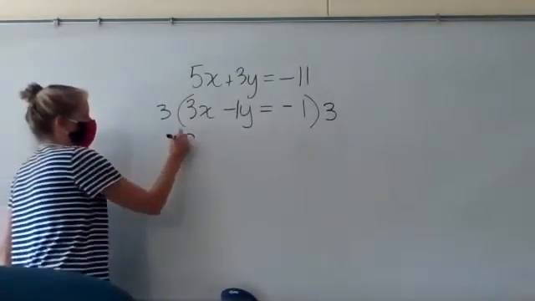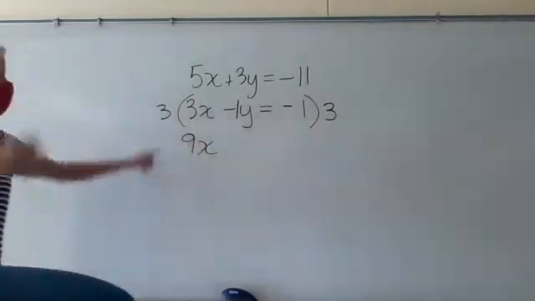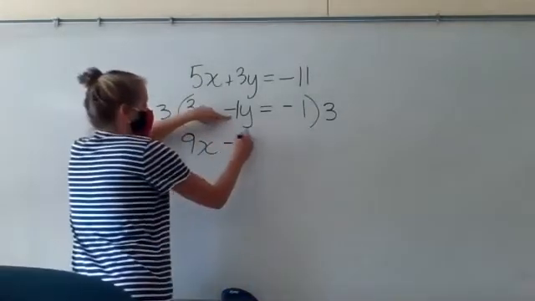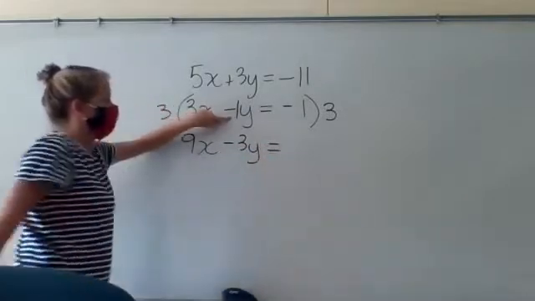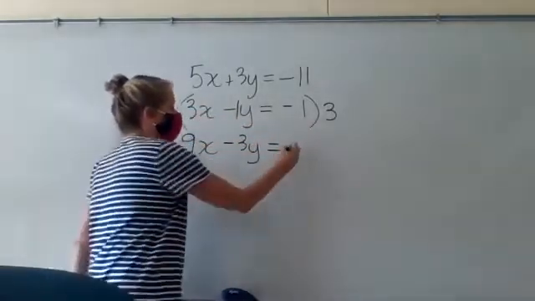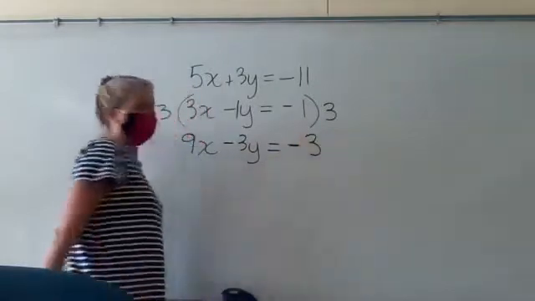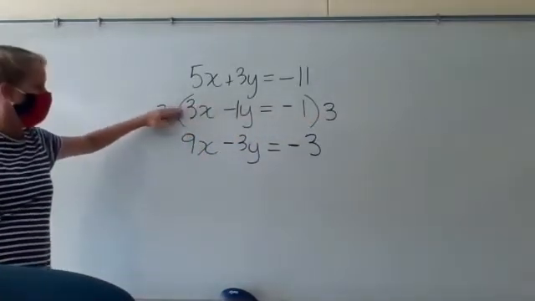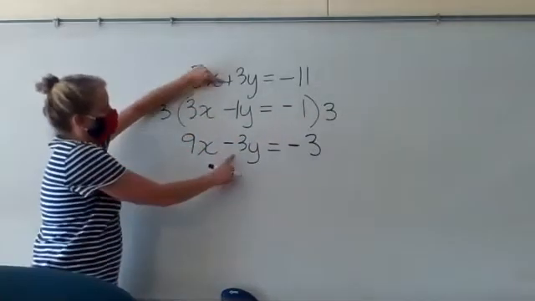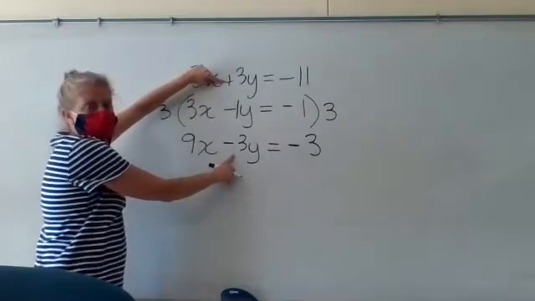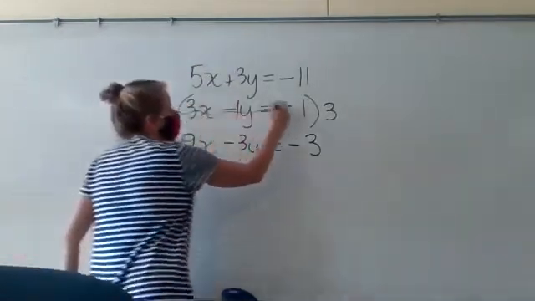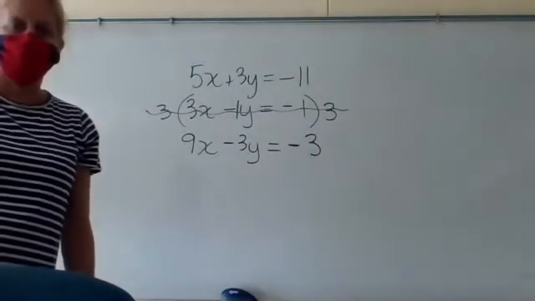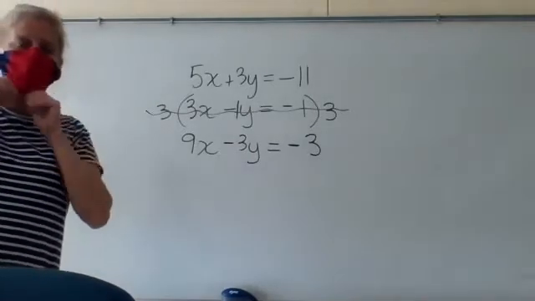So let's see what this turns this equation into. 3 times 3x gives me 9x. 3 times negative 1 gives me negative 3y, equals 3 times negative 1, which gives me negative 3. So what I've done is changed this equation into this equation where the y's will cancel. Now that I've changed this, I don't even need that equation anymore. Forget about it. Let's add those two equations together that we have left.